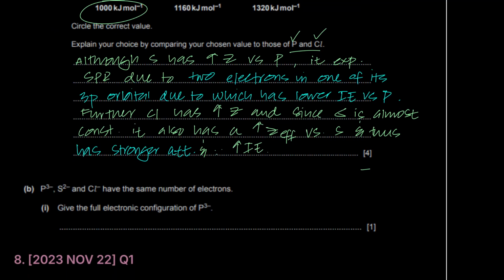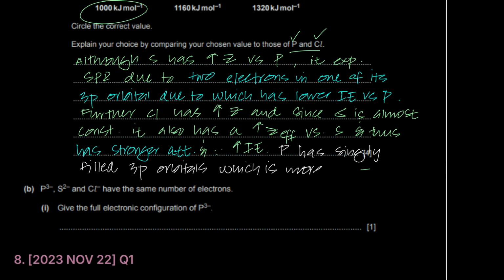Furthermore, I'll also add one more thing. This is the complete answer, but if you want to add something else, you could also say phosphorus has singly filled 3p orbitals, which is more stable. That's it. So I've added all the concepts that I knew, and I just wrote it down.